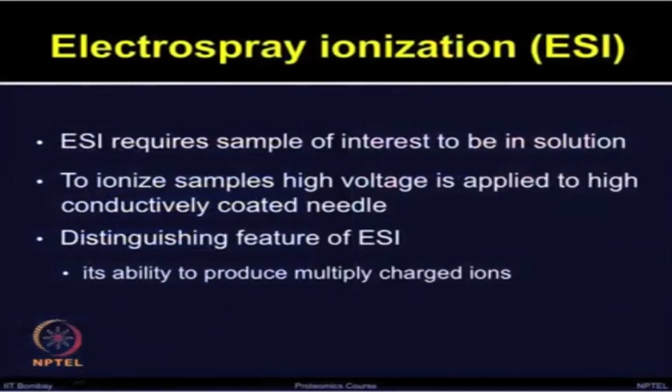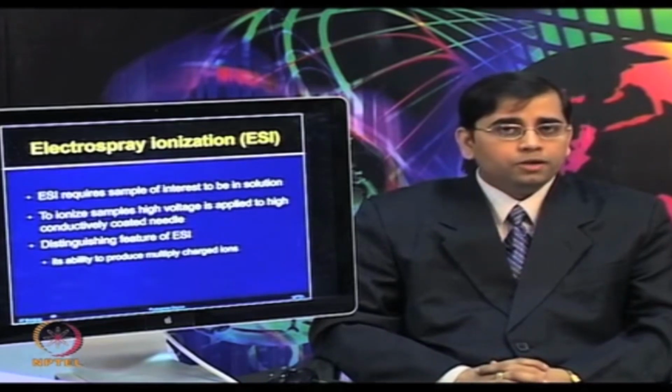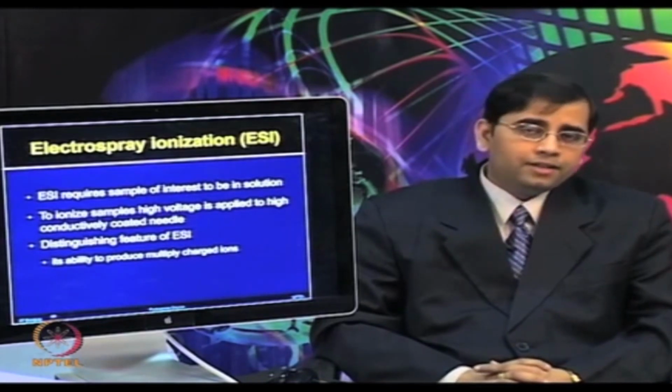To ionize the samples, high voltage is applied to a highly conductively coated needle. This voltage results in the sample becoming charged, either positive or negative. The positive ions are primarily used for the analysis of proteins. The distinguishing features of electrospray ionization include its ability to produce multiply charged ions. The number of charges that can be accepted by a particular molecule depends on its basicity and its size.